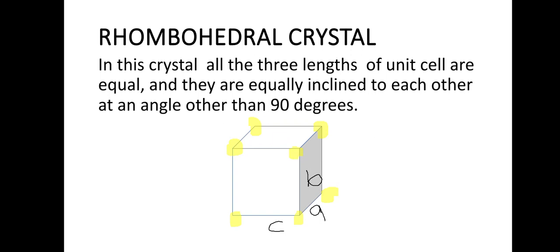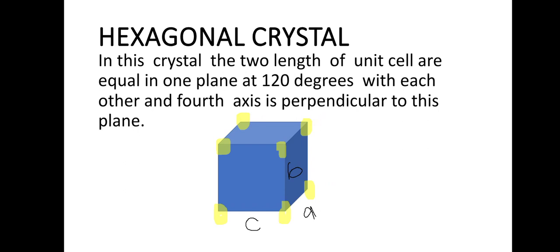And the last one, the seventh one, is hexagonal crystal system. In this crystal, two lengths of the unit cell are equal in one plane at 120 degrees with each other, and the fourth axis is perpendicular to this plane, which means a equals b and b is not equal to c, since two lengths are equal and the third one is not equal, and alpha equals beta equals 90 degrees, since two angles are perpendicular and the third angle is more than 90 degrees, that is 120 degrees, therefore gamma equals 120 degrees.